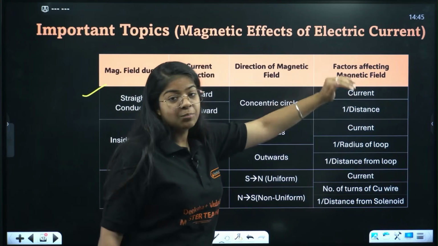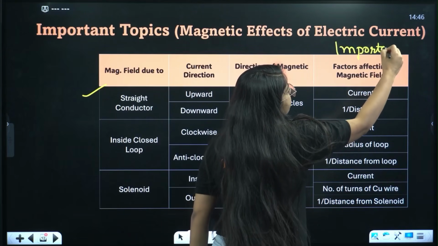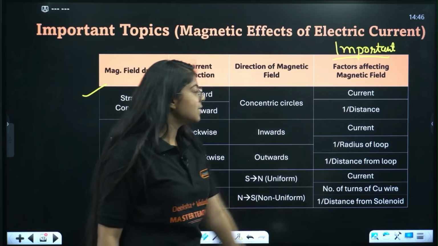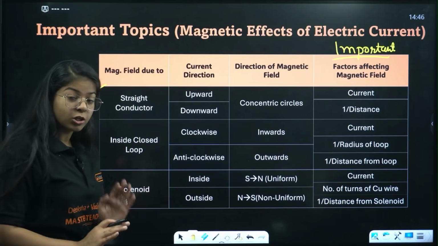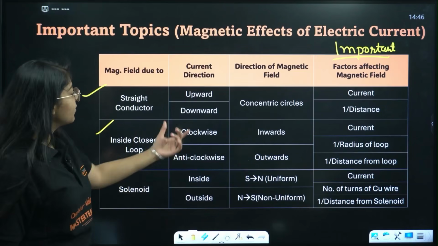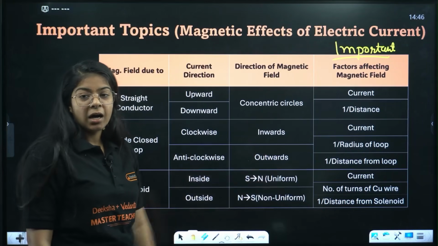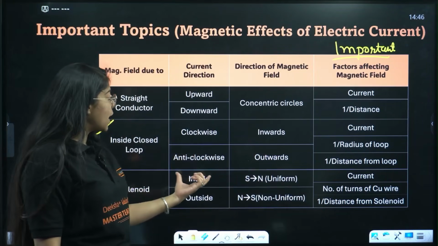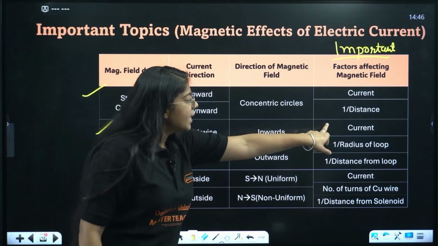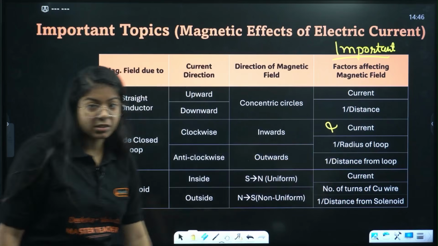Factors affecting, very important point. Factors affecting magnetic field: current, and 1 by distance. Distance is inversely proportional to the strength of magnetic field. Then inside a closed loop, if the current is clockwise, the direction of magnetic field inside the loop will be inwards. If the current is anti-clockwise, direction will be outwards inside the circular loop. It is directly proportional to current, inversely proportional to radius, inversely proportional to distance from the loop.